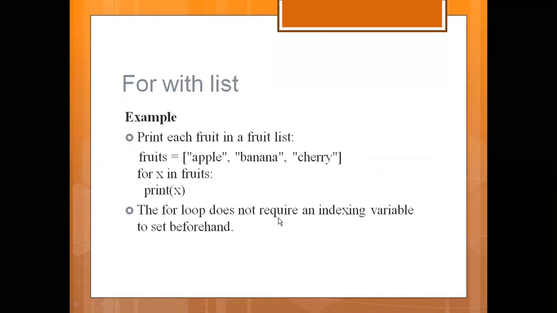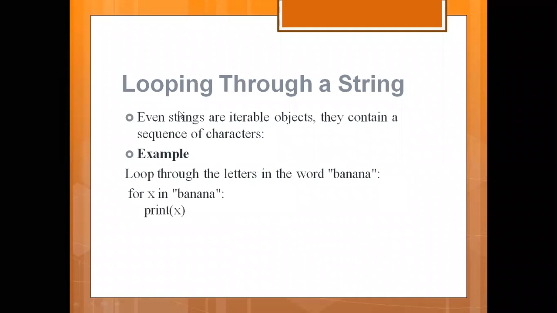The for loop does not require an indexing variable to be set beforehand, because this particular list is stored in fruits, and then we are using fruits as a variable. An indexing variable beforehand is not required in this loop.